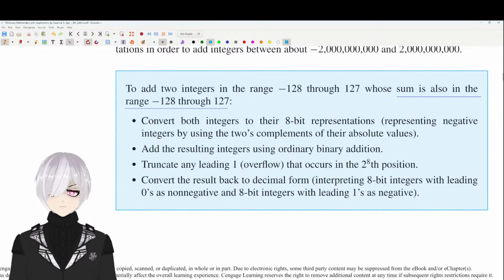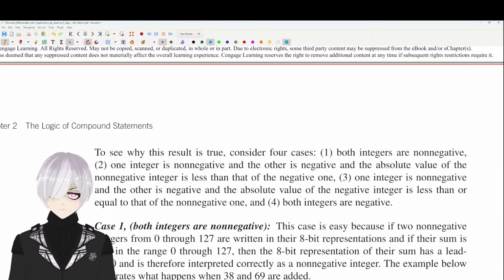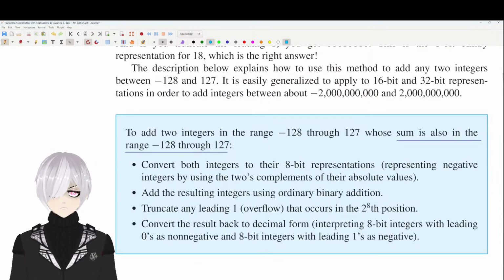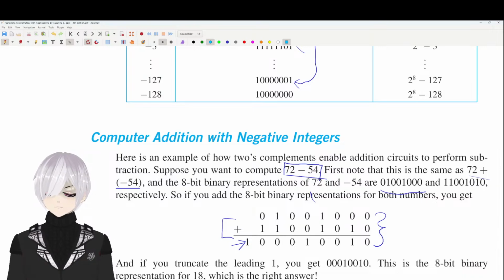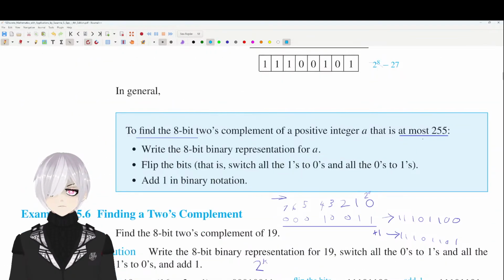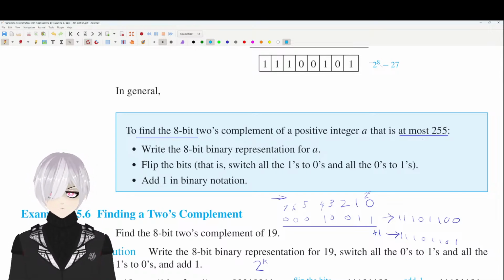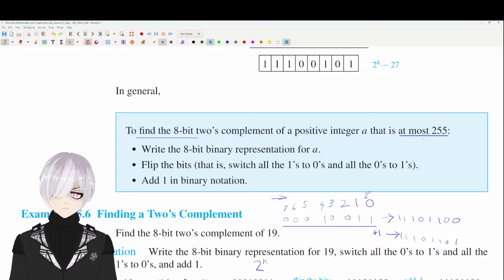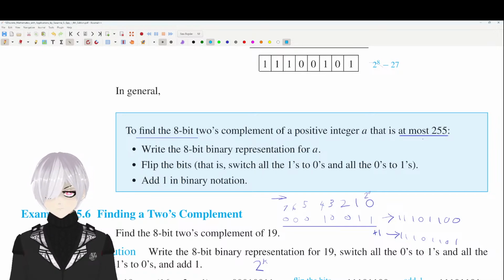Last time we saw a proof of a general procedure for finding a two's complement. If we have an integer and we want to find its two's complement, first we write it in binary, and then we flip the bits, meaning switch the ones to zeros and the zeros to ones. This is on page 85. So write it in binary, flip the bits, and then add one, still working in binary notation. The result is the two's complement. That's a nice shortcut.